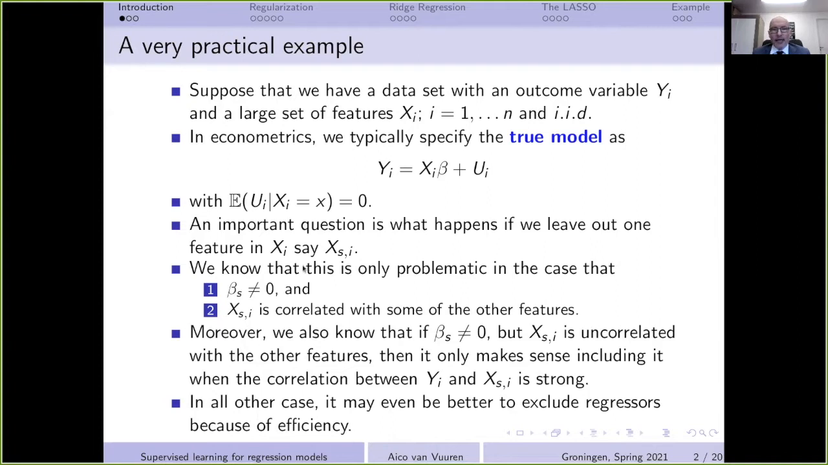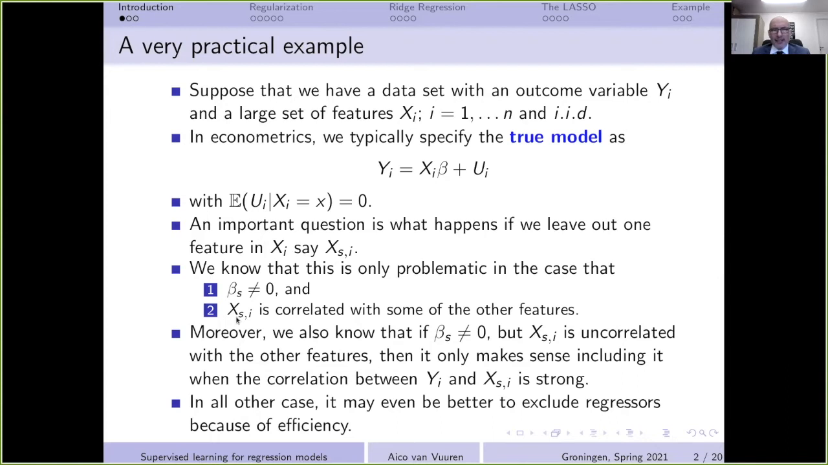We do not gain any consistency by leaving it in, but we do gain efficiency, so at the moment we're going to leave it out. So in that particular situation, it's always better to leave out the regressor that we have at hand.